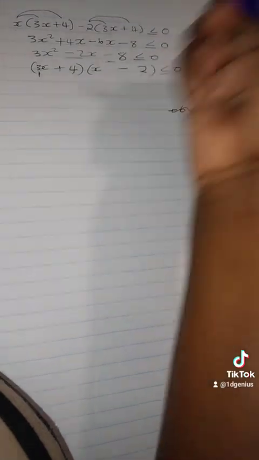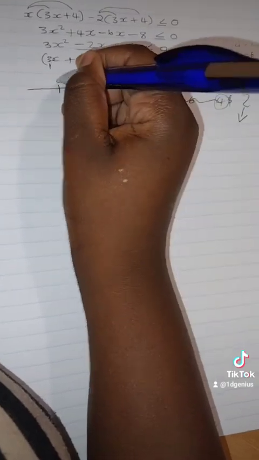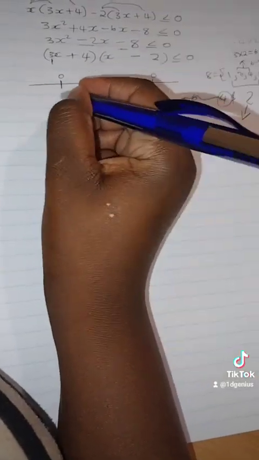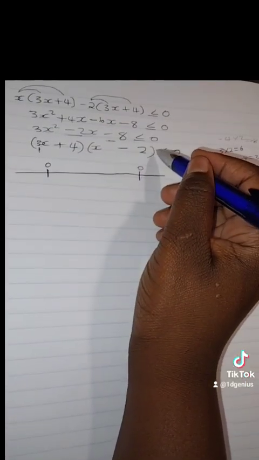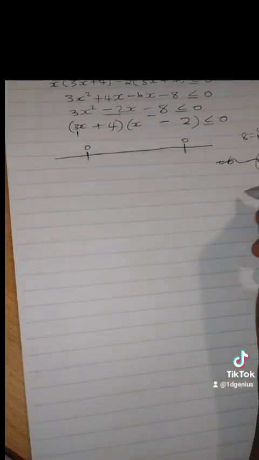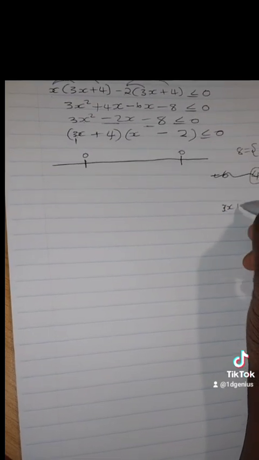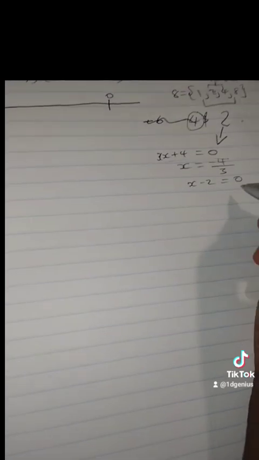From there, you're going to draw your sign line. With the sign line, you have to put the values at which, when you equate this inequality to 0, we get a solution. So what's going to happen is we have 3x plus 4 equal to 0. This is going to give you x is equal to minus 4 over 3, and x minus 2 equal to 0 is going to give you x equal to 2. Basically this means our 2 is going to be here, and our negative 4 over 3 is going to be here, because this is the smallest.